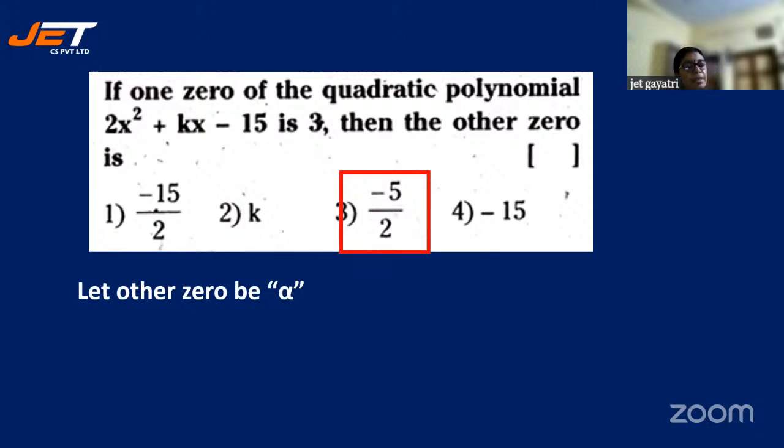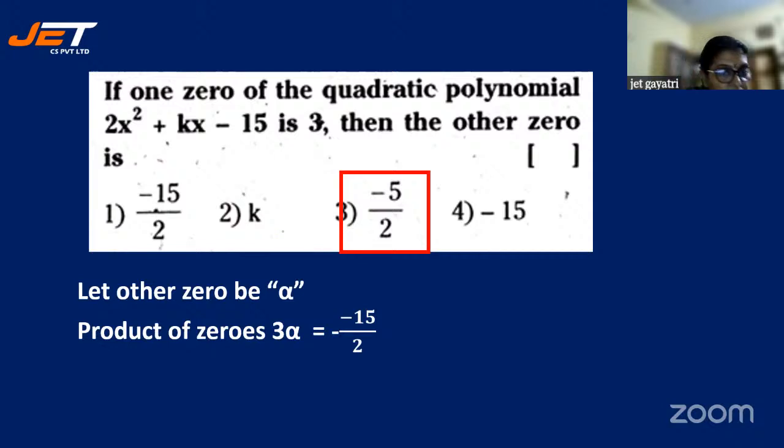If we are assuming the other zero to be alpha, so what is the product of the zeros? It is 3 alpha. So one factor is 3, the other one is alpha. So you're taking 3 into alpha, which is the constant term, that is minus 15 by 2. So from this you get the value of alpha as minus 5 by 2. So that should be the other one, isn't it? Yes, a very simple question.